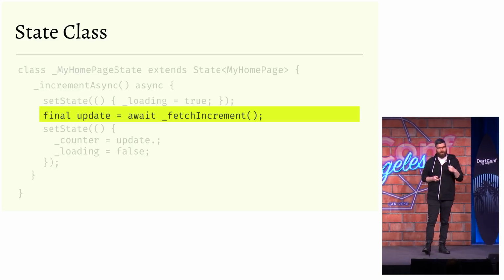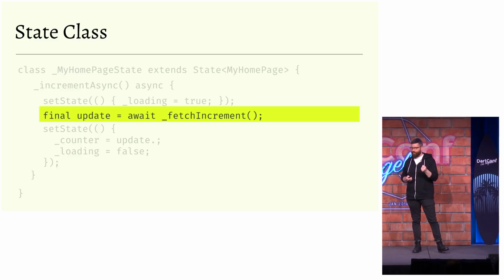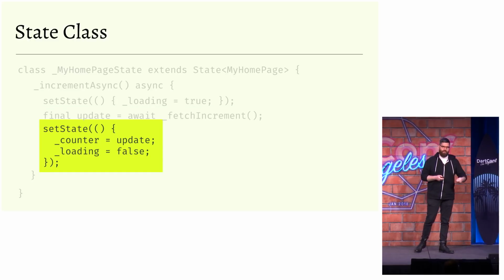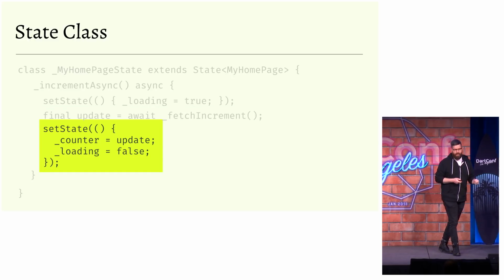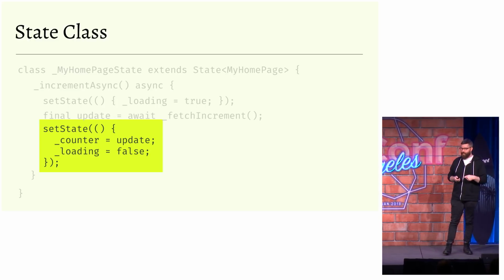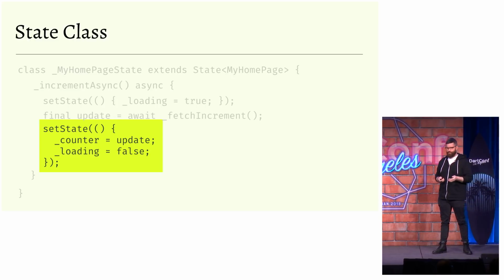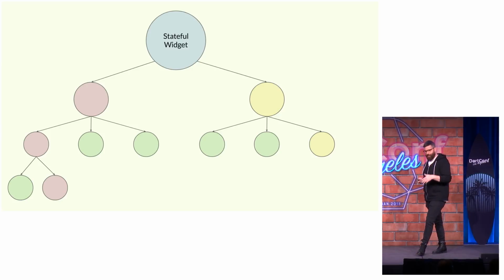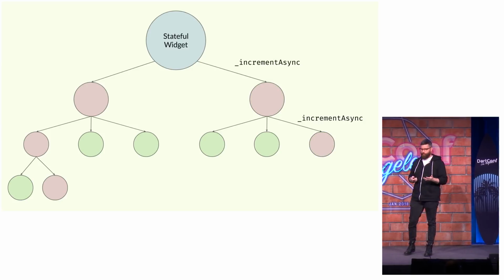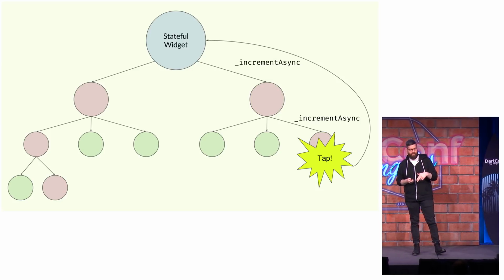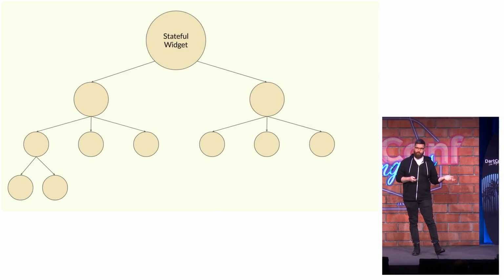Then we'll fetch the increment from the API using the method we just created. And after that returns, we'll once again set the state with the counter set to the value that we got back from the API, and we'll set loading to false. What this looks like again with our widget tree is that we'll pass increment async down. When we tap on that, we'll re-render the widget tree.